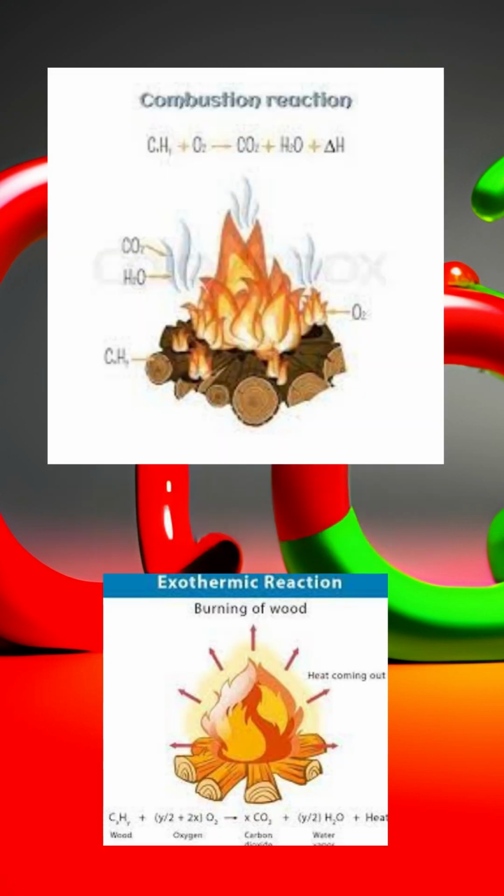Combustion of fuel. When you burn a piece of wood or any other fuel, a chemical reaction takes place. The reactants, fuel and oxygen, have a certain enthalpy, while the products, such as carbon dioxide and water, have a different enthalpy. The difference in enthalpy between the reactants and products represents the heat released during the combustion process.